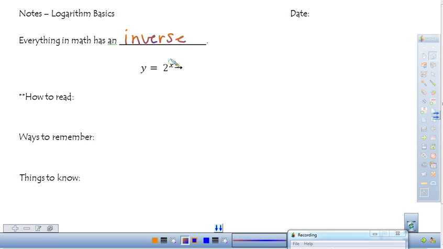So how do we undo, inverses undo each other? How do we undo this x in the exponent? Well, you do something called a logarithm. So y equals 2 to the x is the same as log base 2 of y equals x. Okay? Logarithms are just a function, alright?